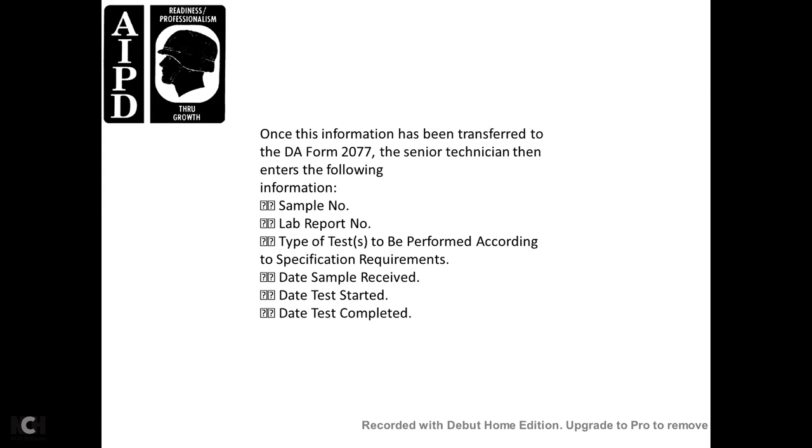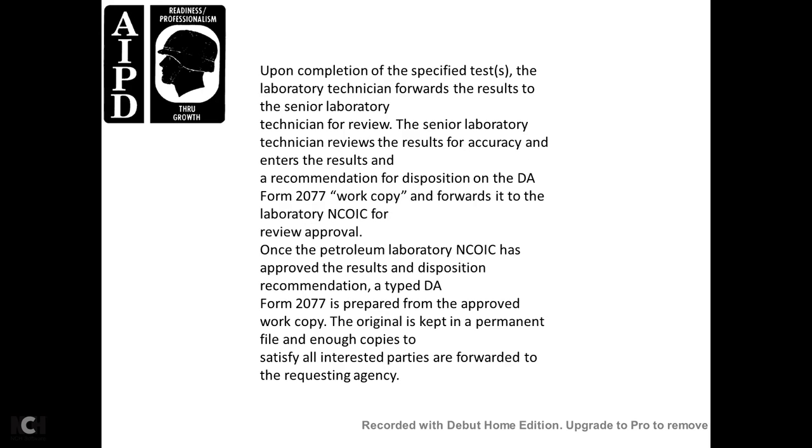Once the information has been transferred to the DA Form 2077, the senior technician then enters the following information: sample number, lab report number, the type of test to be performed according to specification requirements, date sample received, date test started, and date test completed. Upon completion of the specified test, the laboratory technician forwards the results to the senior laboratory technician for review. The senior laboratory technician reviews the results for accuracy and entry of the results.